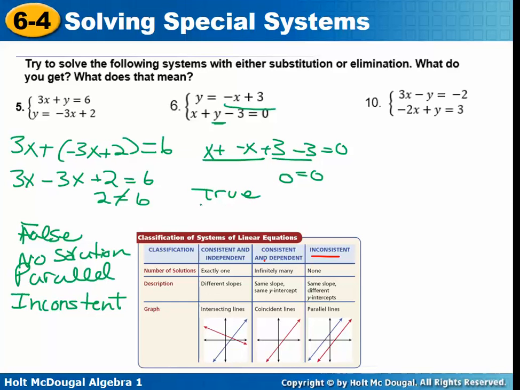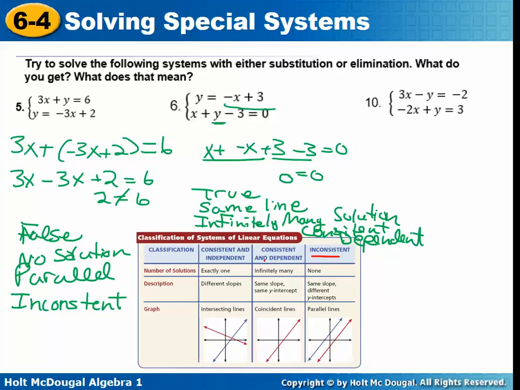That means that this is the same line graphed twice. That's also called coincident lines. Same line. There will be infinitely many solutions. And finally, I could also say that this is a consistent, dependent system. So there's a lot you can say about these problems. Okay, one more to do.